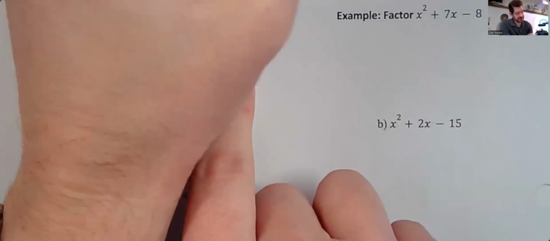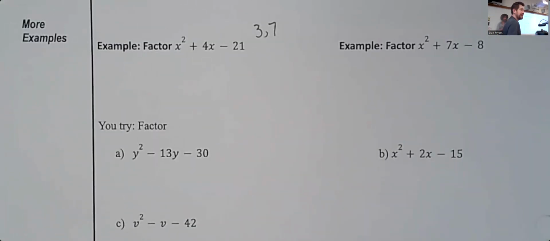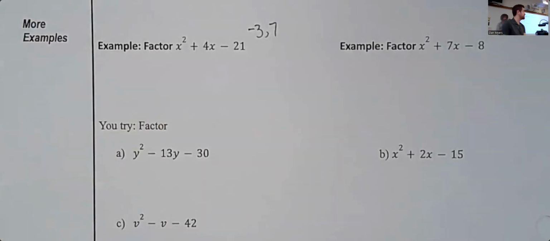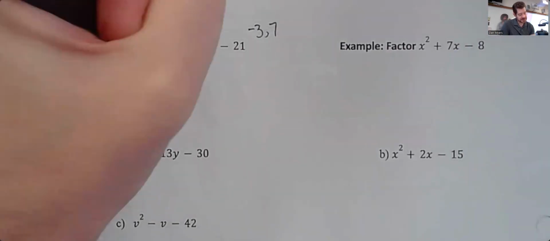So if you write 3 and 7, which one gets the negative to end up adding to +4? 3, yeah. So -3 and +7. We're going to have x minus 3 and then x plus 7.